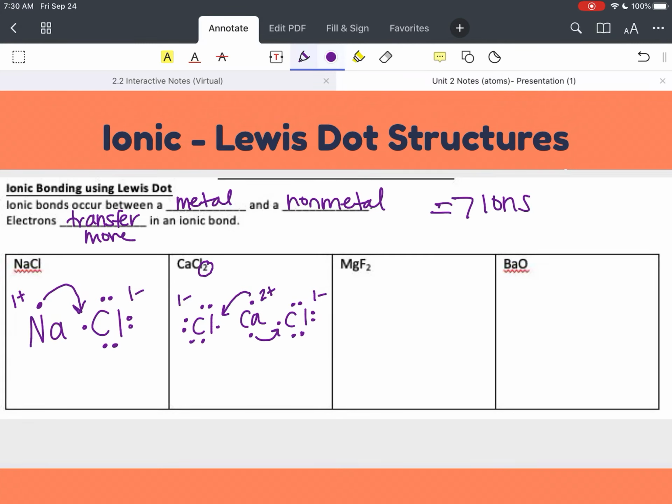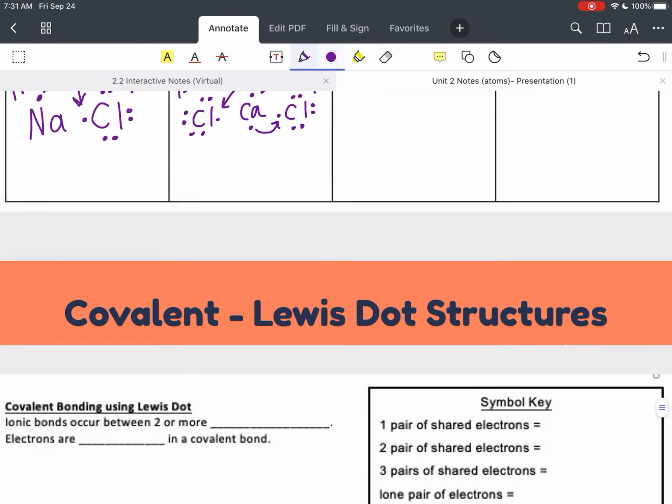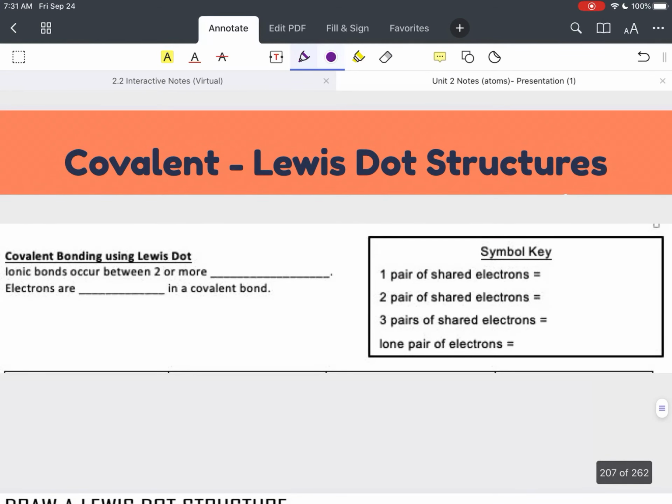These other two are very similar. You'll draw them just the same way. When we look at covalent, remember these are between nonmetals. So if I'm looking at a compound, I know that I'm going to draw a covalent Lewis dot because it's all nonmetals. It's going to look different because electrons are shared in a covalent bond.